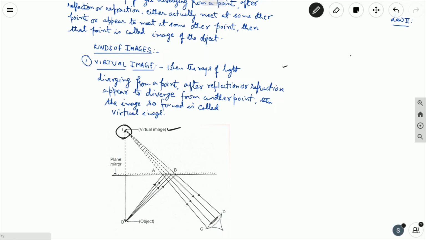Now here we have to see two basic things. First of all, rays of light will reflect, and after reflection they will strike the surface of the plane mirror. So from the points A and B, they will diverge again after reflection. And when our eyes see them, they will appear to diverge from another point I. This point I is called the virtual image of the object O, right?